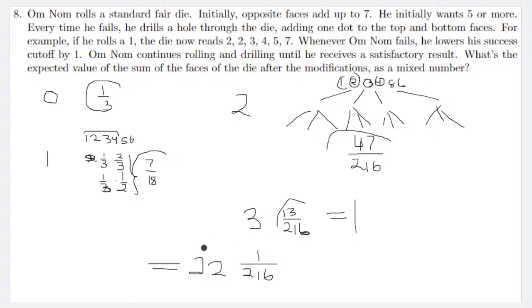The reason we added an extra 21 here is because your dice already starts with 1, 2, 3, 4, 5, 6, which has a sum of 21 originally. So we just have to remember to add it back in the end. All right, moving on.